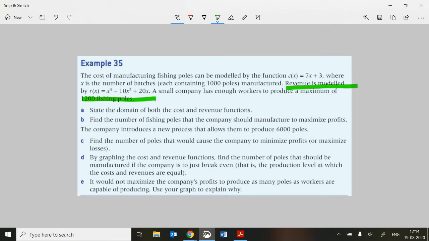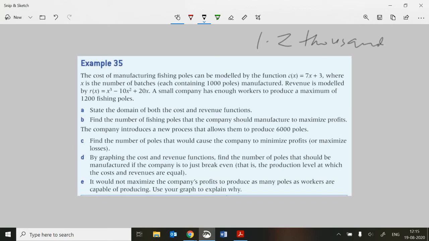The revenue is modeled by this function, again in terms of 1,000 poles, and a small company has enough workers to produce a maximum of 1,200 fishing poles. Okay, now state the domain of both the cost and revenue functions. Okay, well, now seeing as we have a maximum of 1,200 fishing poles, and seeing as X is in terms of thousands of poles, then we have 1.2 thousand poles which we can produce as a maximum.